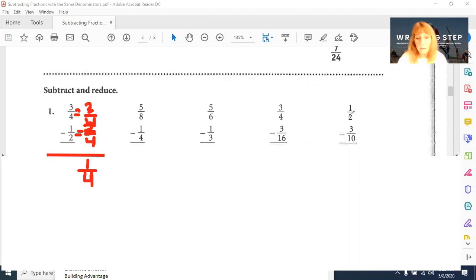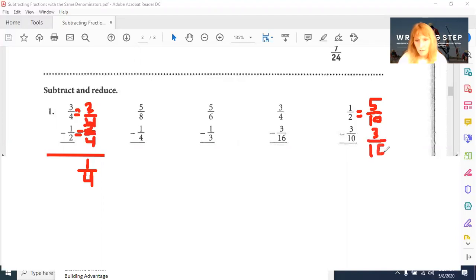Let's look at the one on the end here, 1/2 and 3/10. So now I have 2 will go into 10, so I can change my 1/2 over to tenths, right? If I was to do that, 2 times what gives me 10? 5. So I multiply 5 on top. 5 times 1 is 5. 1/2 is 5/10. Half of 10 is 5, so 5/10. And I'm just going to rewrite my 3/10 underneath like that.